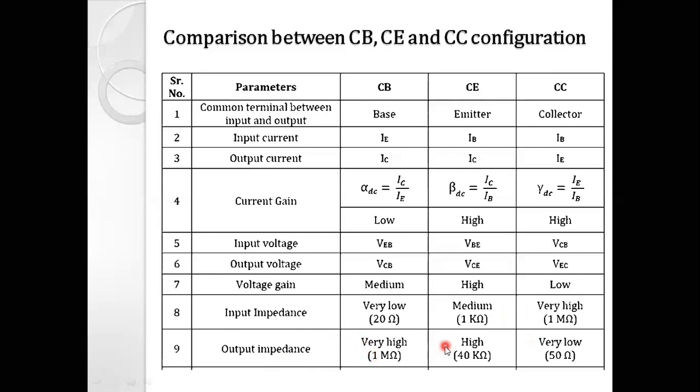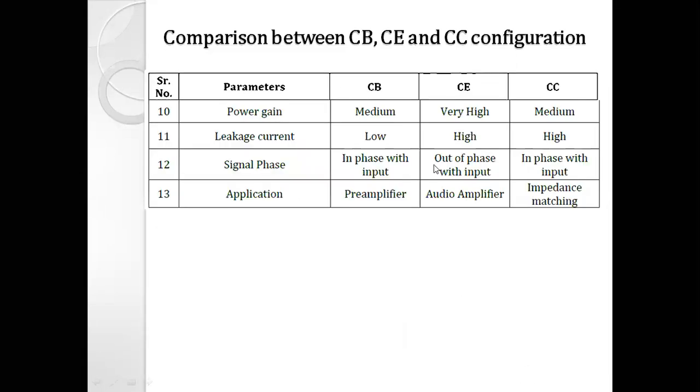Then even common emitter configuration has also the high output impedance, but not as high as common base configuration. So the typical value of output impedance for common emitter configuration is 40 kilo ohm. And for common collector configuration, the output impedance is very low, which is nearly 50 ohm. Moving ahead, the next parameter for the comparison is the power gain.